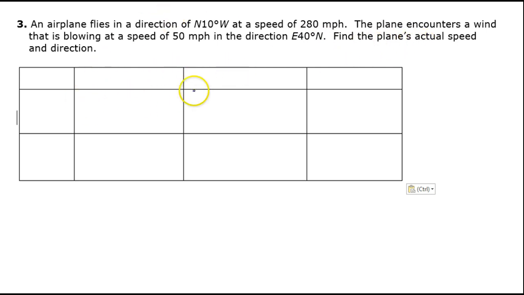Let's set up our chart. Let's label the chart. So we have two vectors. We have the plane, and we have the wind. And then we want to find the resultant. In the first row, we will record the magnitude and direction for each vector. And in the second row, we will record the component form, x comma y.